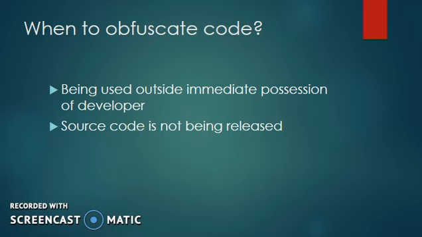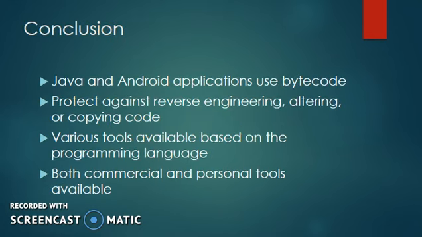In conclusion, what we've looked at is that Java and Android applications are prone to reverse engineering and malicious attacks because they use bytecode, which maintains many of the constructs of the original code. Reverse engineering is one of the main threats to this source code, and the code is being compromised, it's being altered, things added or taken away from it.